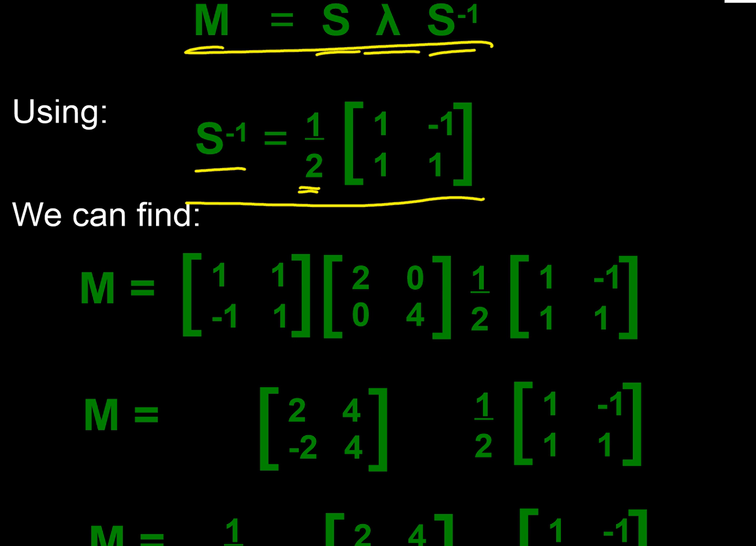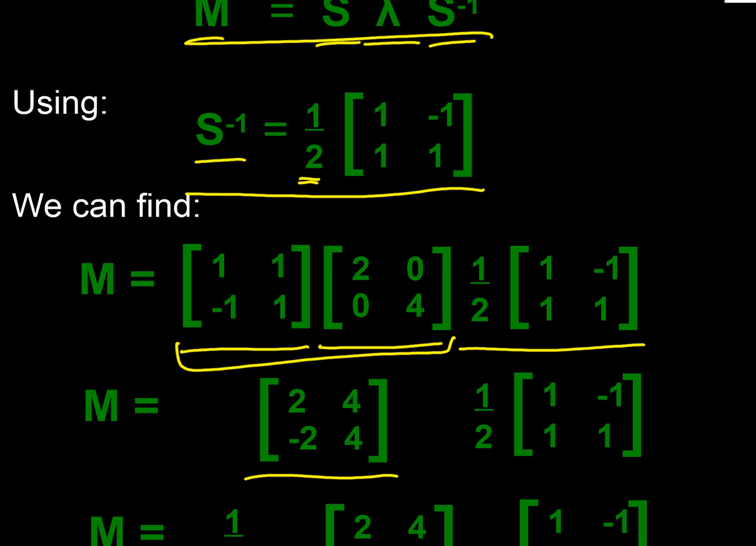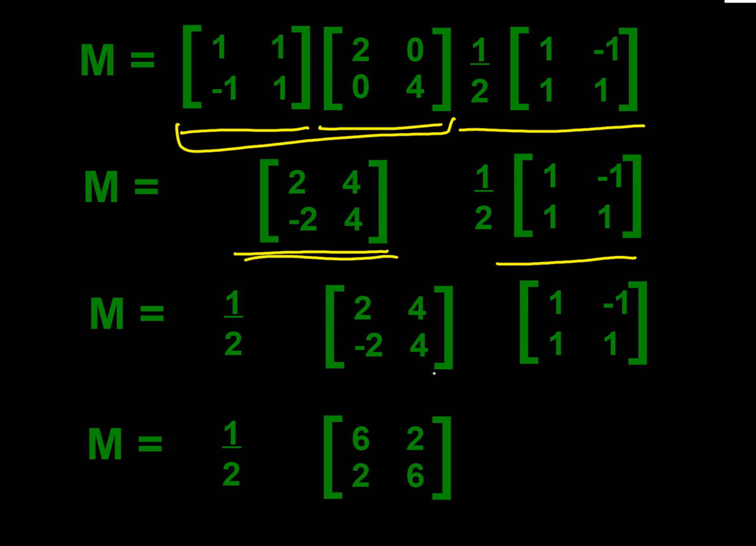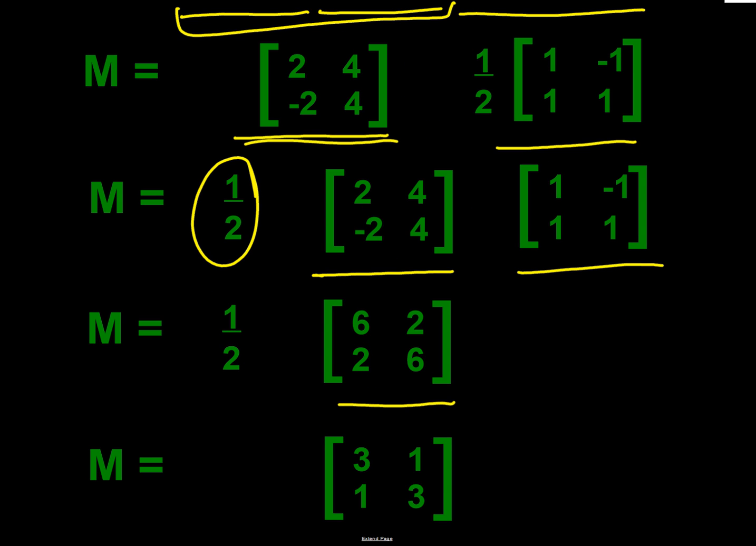And then if I just put those matrices in, here's my S matrix, there's my lambda matrix, there's my S minus 1 matrix. If I multiply these first two together, I get this matrix here. That's my S lambda combined matrix, and there's my S minus 1. If I multiply those through again, I'm just rearranging to bring the half out the front, because we can move that anywhere, unlike the matrices themselves. If I multiply those two matrices together, I end up with this 6, 2, 2, 6 matrix, and I've got a half out the front, and therefore it simplifies to our matrix M, which is 3, 1, 1, 3.